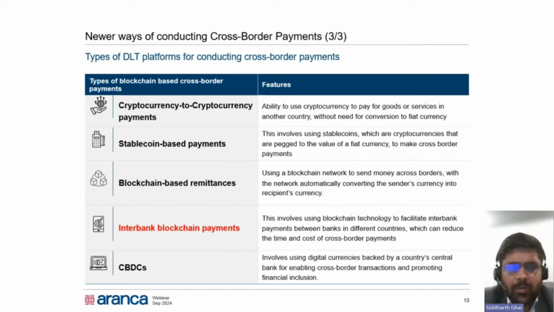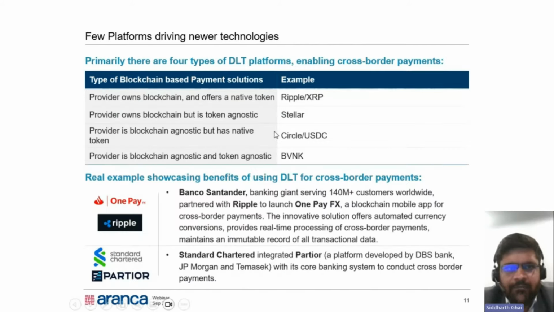So here I would be explaining the different kinds of platforms that are there for making cross-border transactions utilizing blockchain as a technology. There are four different types of platforms. One is where the provider of the platform gives you a blockchain ledger and also a native token to do the transaction. Ripple is one example, wherein Ripple has the XRP ledger and XRP as a coin to do the transaction.